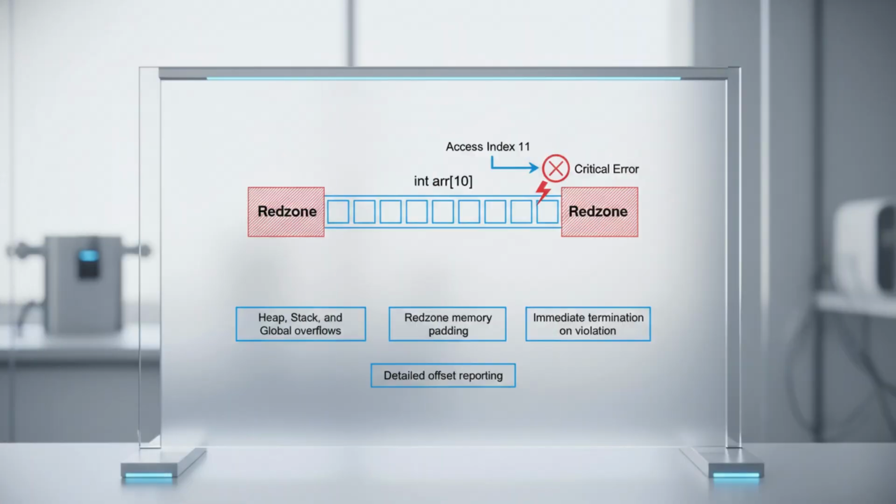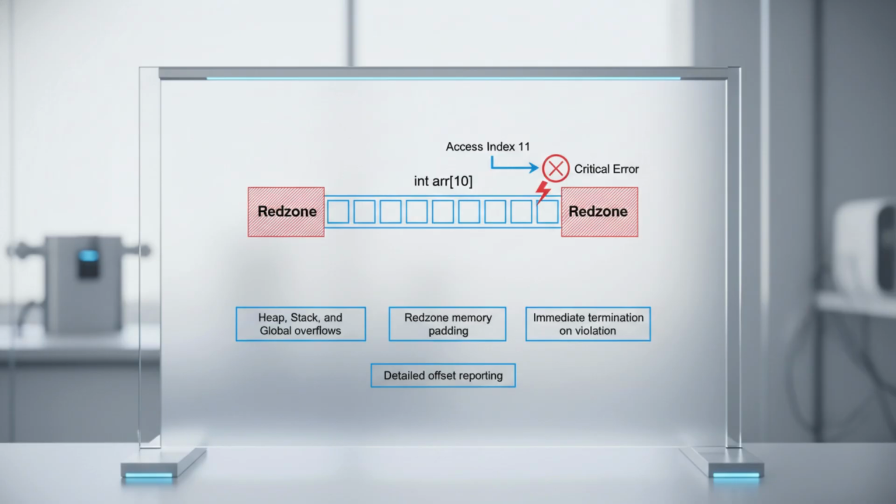Buffer overflows occur when a program writes data outside the boundaries of an allocated array. ASAN detects these by surrounding every allocated block of memory with red zones. These red zones are areas of poisoned memory. If an index goes out of bounds, it will inevitably hit a red zone, triggering an ASAN error. ASAN can detect overflows on the heap, the stack, and even for global variables.